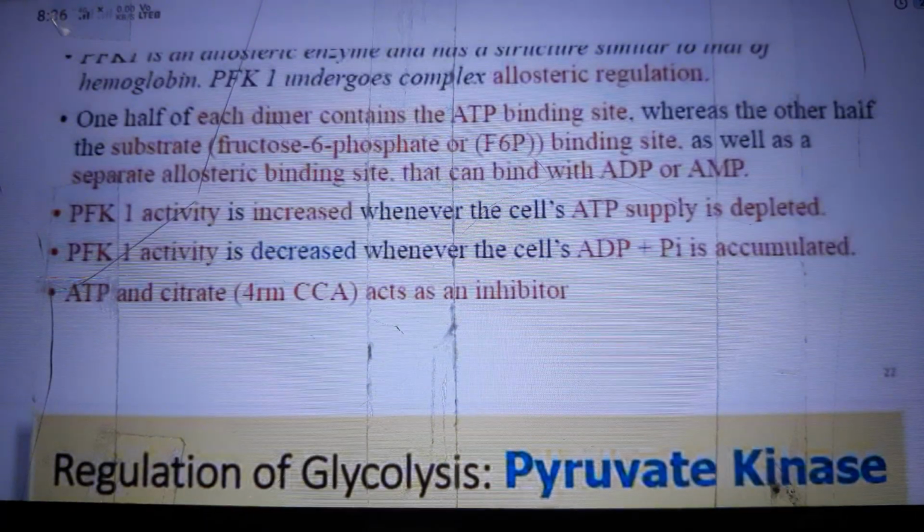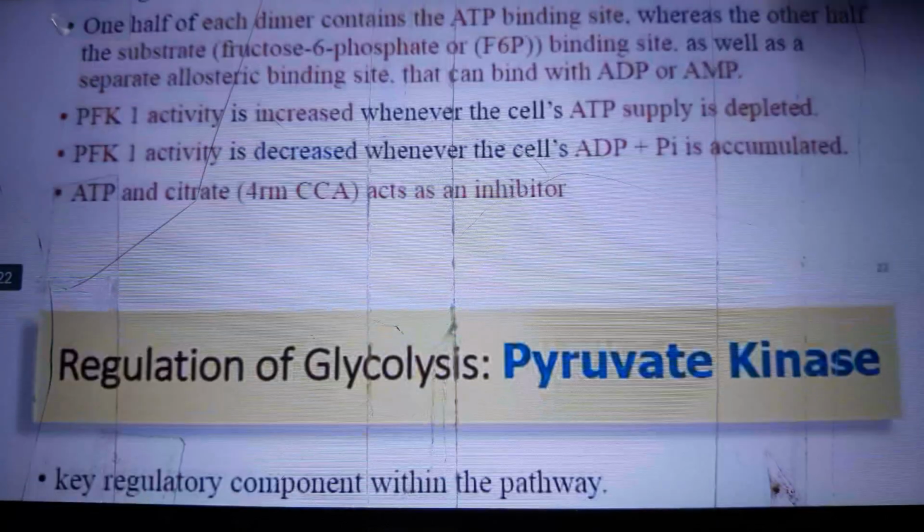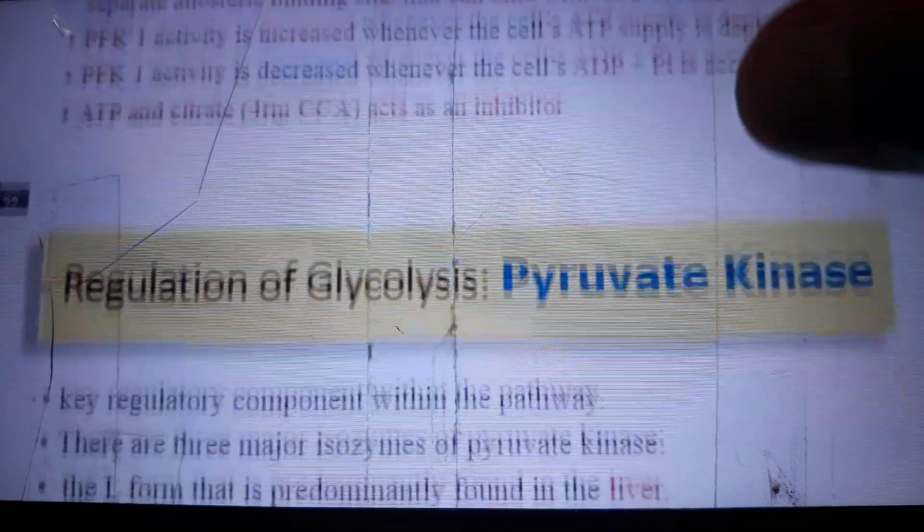One half of each dimer contains the ADP binding site, whereas the other half contains the substrate fructose 6-phosphate, or F6P, binding site, as well as a separate allosteric binding site that can bind ADP or AMP. PFK1 activity is increased whenever the cell's ADP supply is depleted. PFK1 activity is decreased whenever the cell's ADP plus Pi is accumulated. ATP and citrate act as inhibitors.